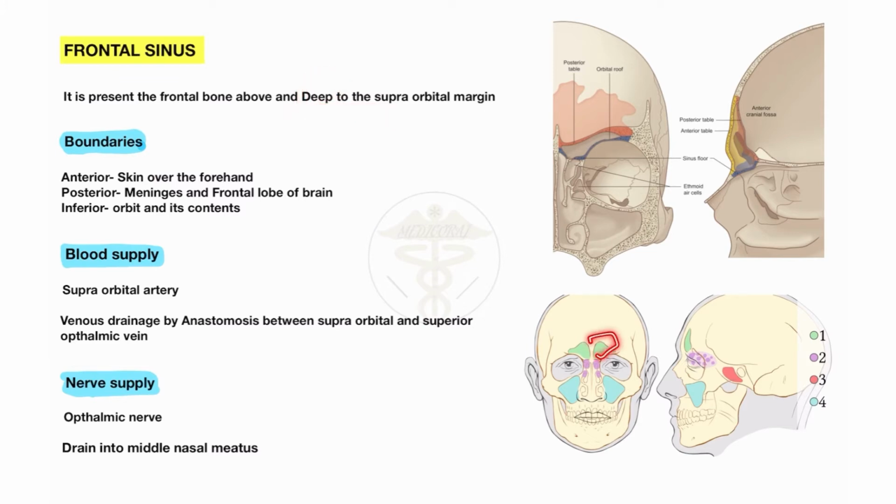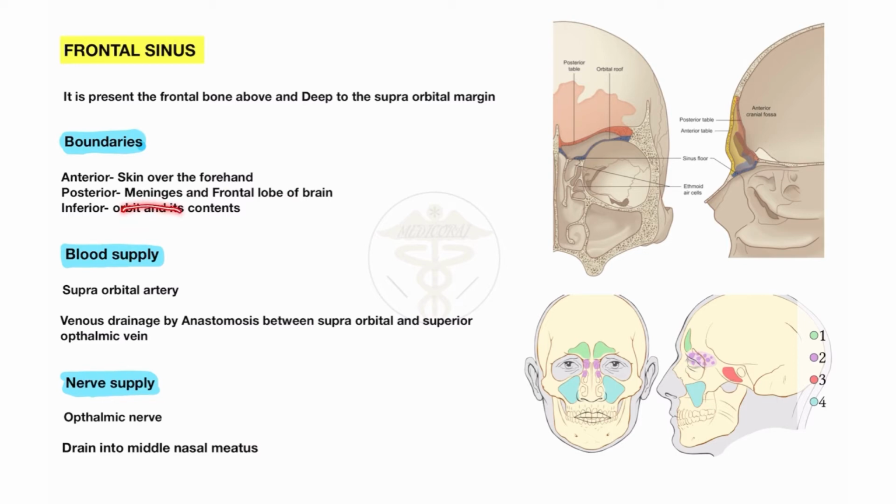These are mostly asymmetrical. When I show you the X-ray of the paranasal sinuses at the end of the video, you will see they are of different sizes, mostly asymmetrical. So frontal sinuses are mostly asymmetrical in nature and present in the frontal bone above and deep to the supraorbital margin. Boundaries of the frontal sinuses: the anterior boundary is formed by the skin over the forehead.